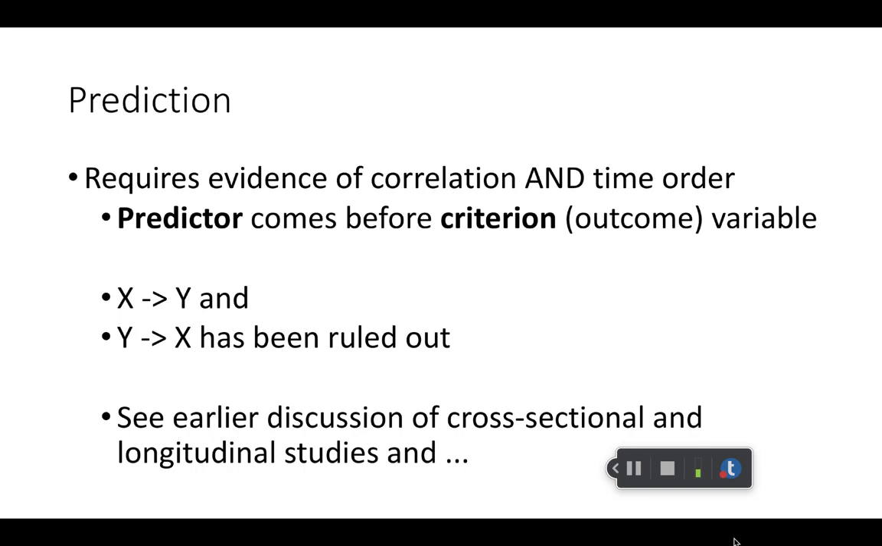Let's move now to talking about prediction, how you would predict one variable from another. So this requires evidence of association or correlation and something in addition, time order. Here, to show that one variable predicts another, the predictor has to come before the criterion, outcome variable. This seems rather obvious, but it does impose a new requirement. So x has to come before y, and we have to show that y did not precede x. So we discussed this when talking about cross-sectional and longitudinal studies.